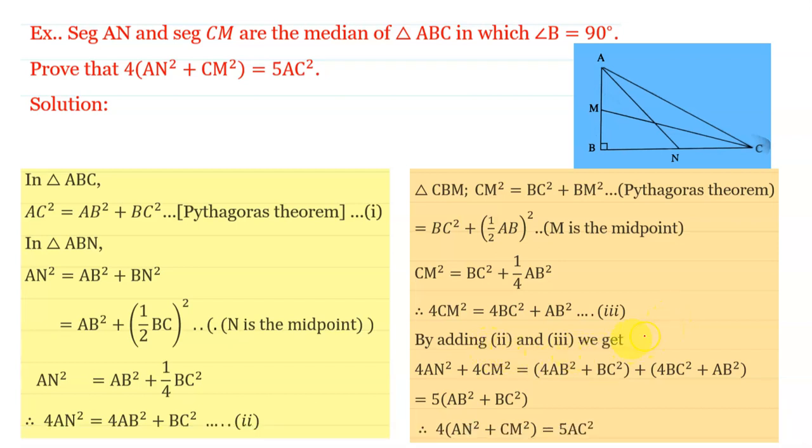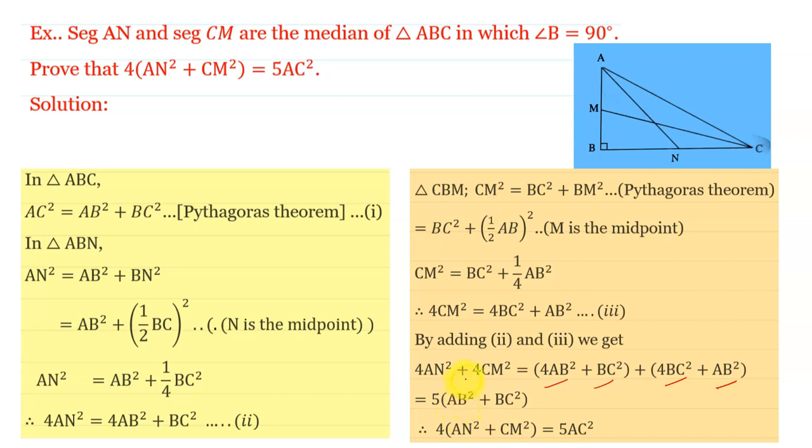multiply both sides by 4 and add the second and third. Then we get 4 times AN square plus 4 times CM square is equal to 4 times AB square plus BC square plus 4 times BC square plus AB square. Now here 4 times AB square and 1 time AB square will become 5 times AB square. BC square 1 time and 4 times, if you add, you have 5 times BC square. Take 5 as common.